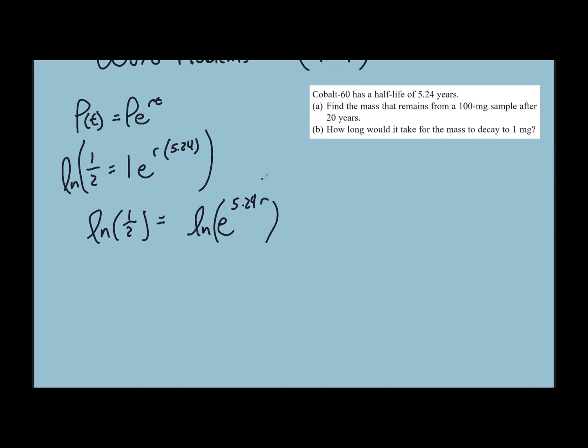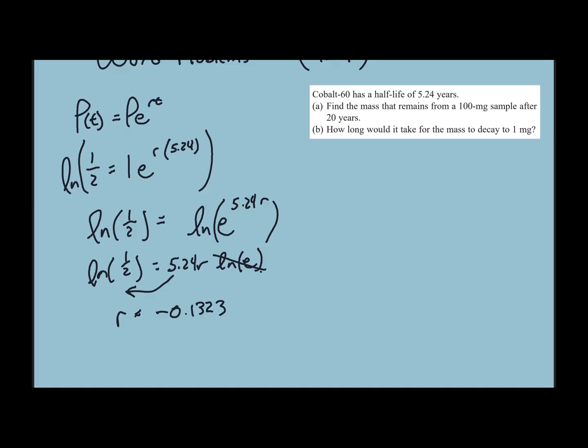So we can say ln of 1/2 is equal to 5.24r ln of e. And wouldn't you know it, the natural log of e is 1. So that's just gone. And if I divide by 5.24 here, I'm going to get r equals, let's put it right in the calculator together, natural log of 1/2 divided by 5.24. I get negative 0.1323-ish.